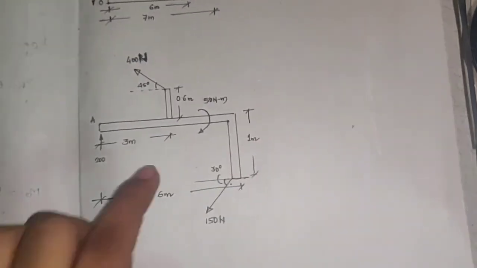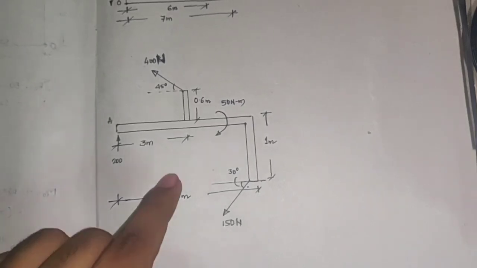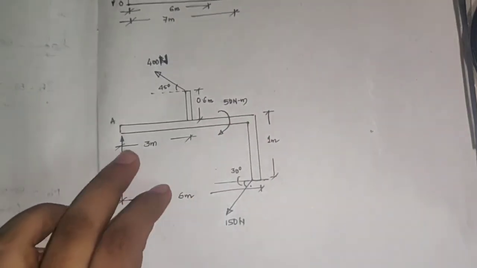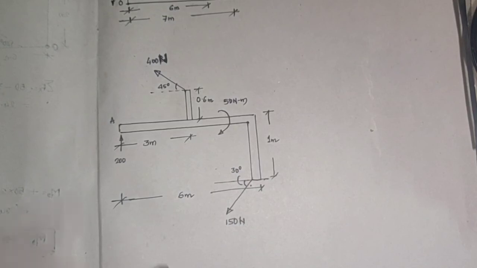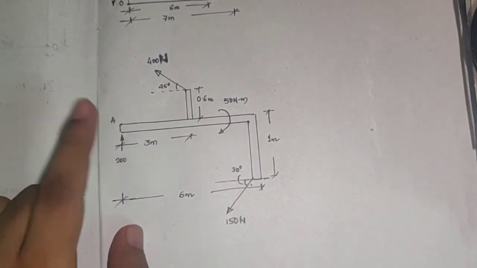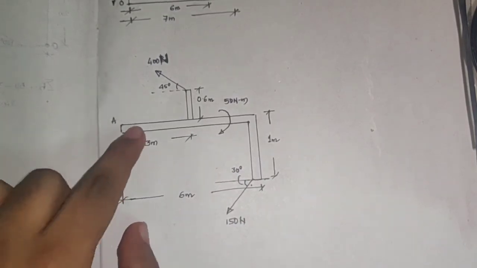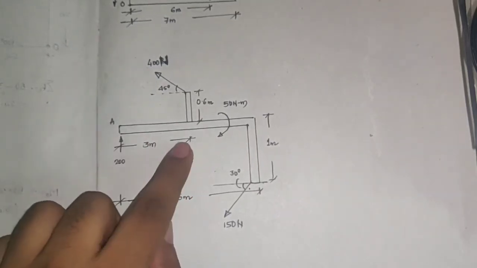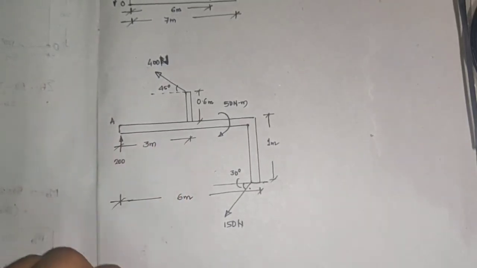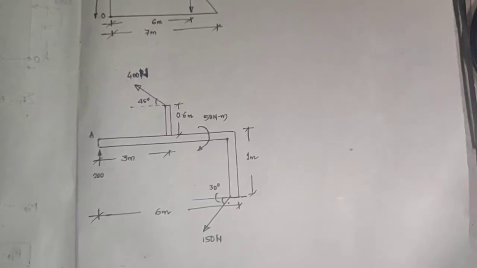Also solve one more problem, which is again an application of Varignon's theorem. The question is to determine the position of the resultant with respect to point A. You have to check at what distance on the x-axis the resultant will cut from point A. So try this one. This is it for this session.